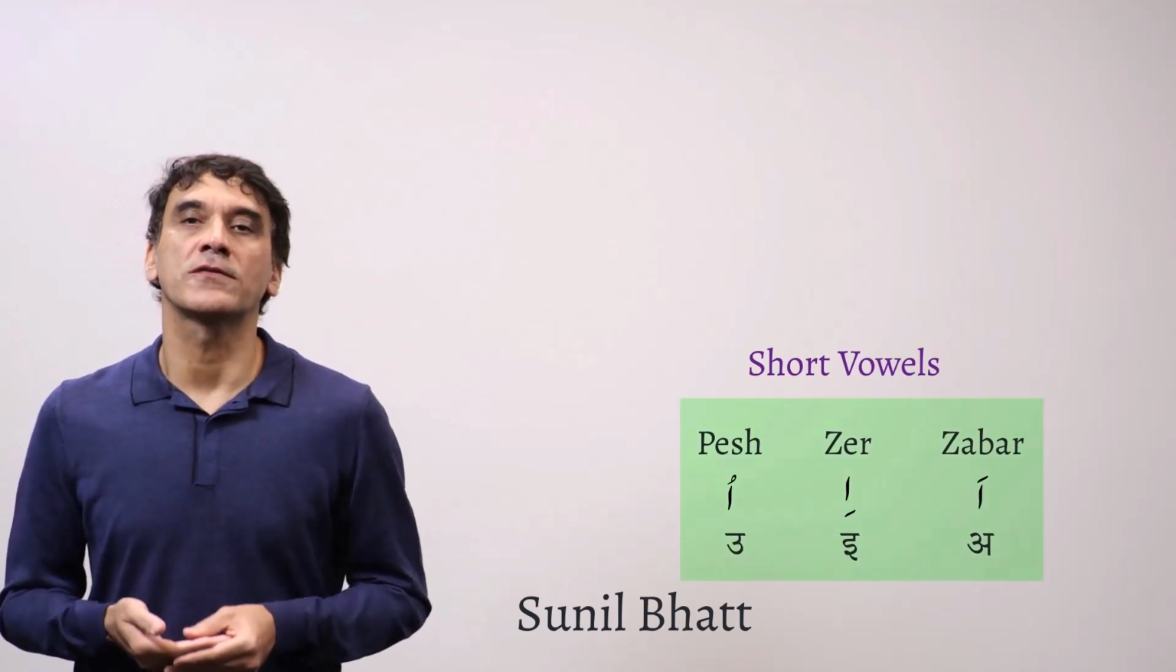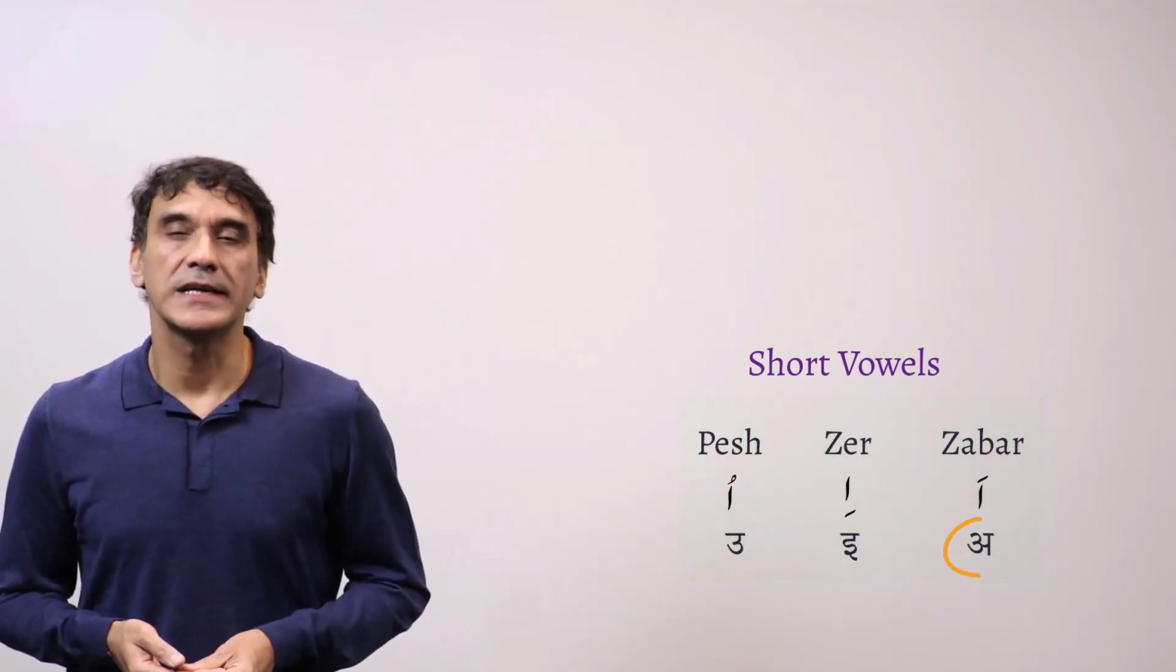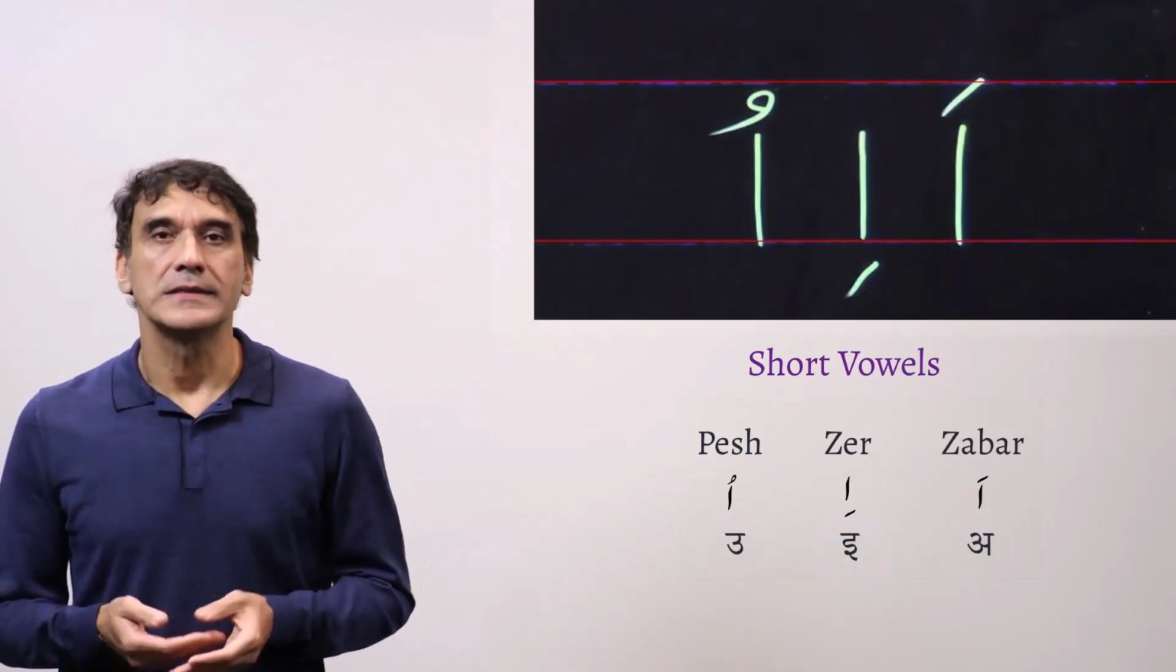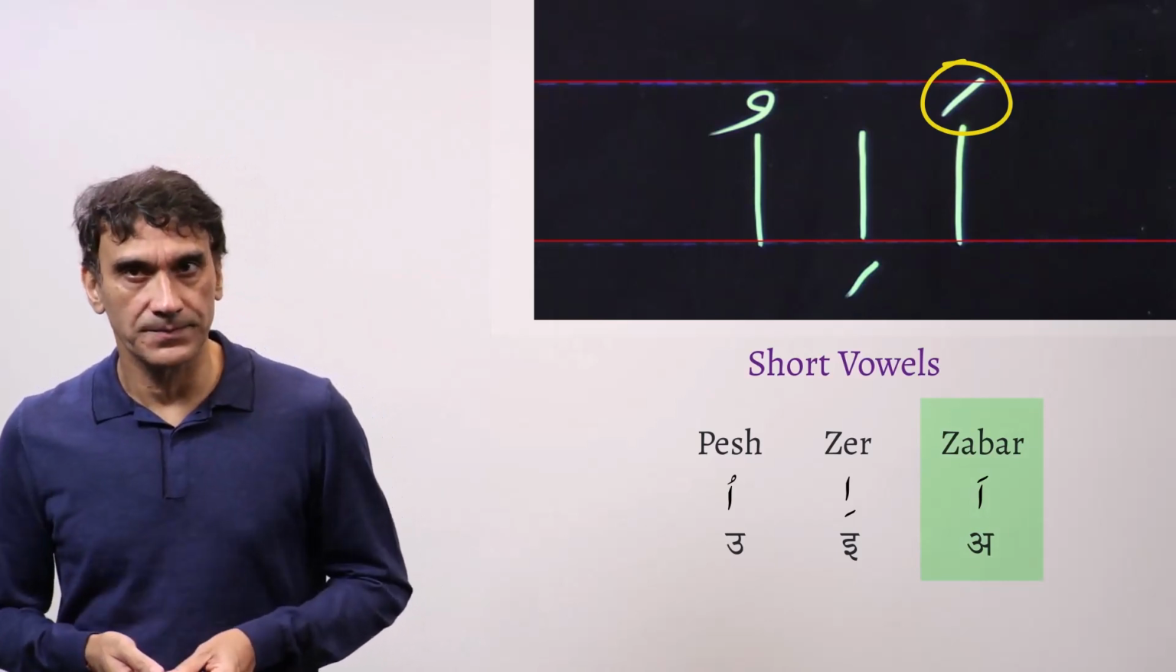In this video, we will take the short vowels in Urdu. There are 3 short vowels in Urdu and they are called Zabar, Zer and Pesh. They are short A, E and U in Hindi. Zabar is the inherent a which all Hindi consonants have by default.